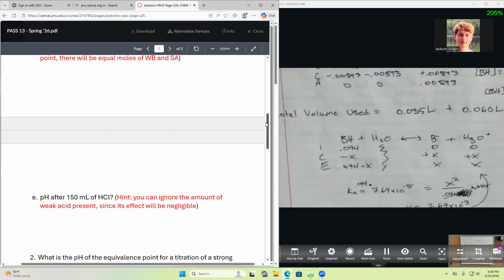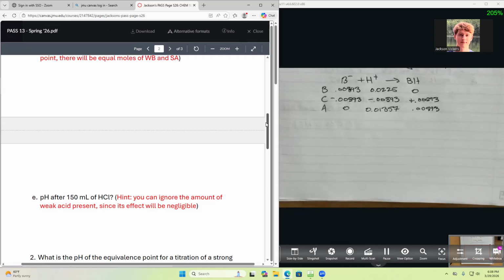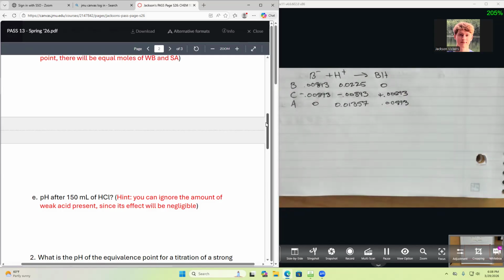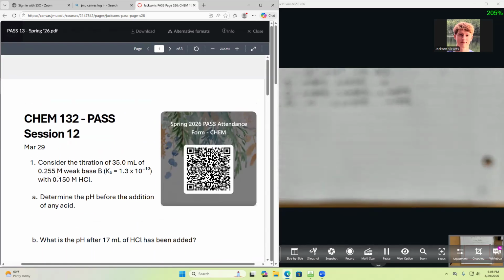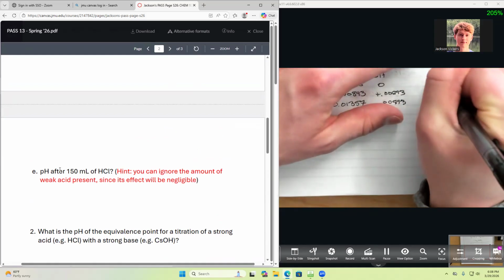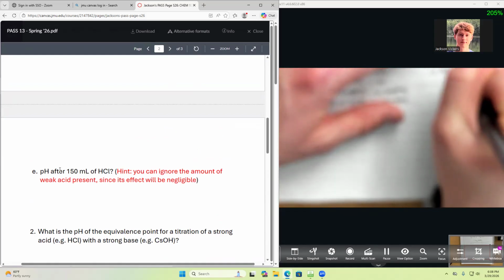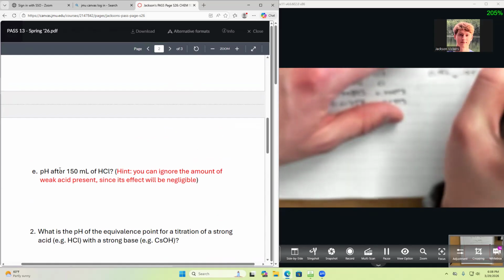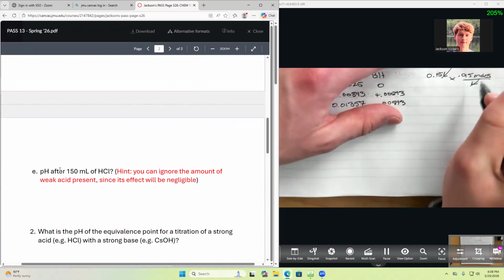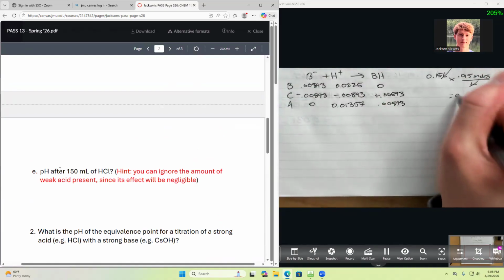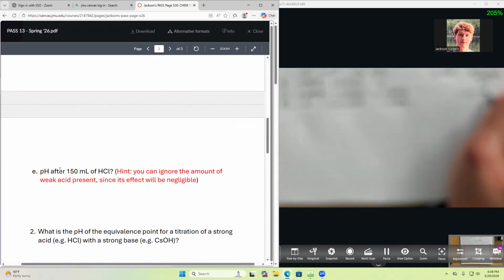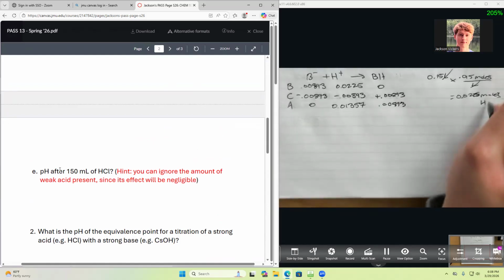All that I did here was what we always do with a BCA table, where we go from molarity to moles. So molarity is 0.15. We're adding 150 milliliters of it. So that's going to be 0.15 liters times the 0.15 molarity to cancel out our liters. And we're left with 0.0225 moles of H plus.